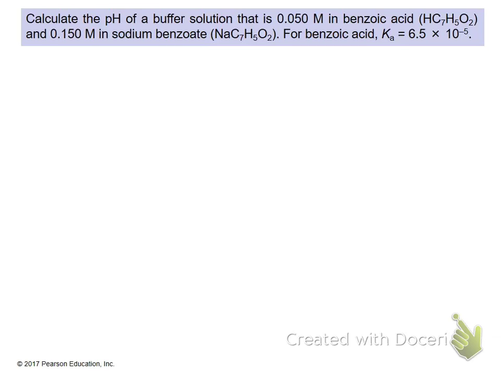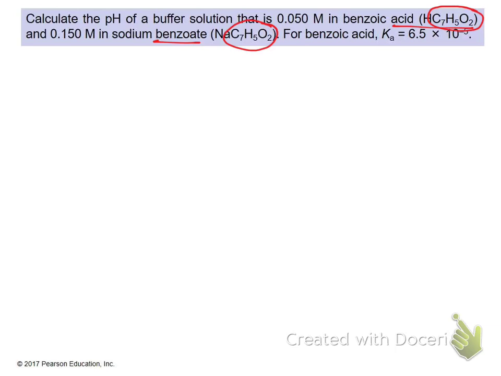Calculate the pH of a buffer solution that is 0.050 molar benzoic acid and 0.150 molar sodium benzoate. You're given the Ka value of the benzoic acid, 6.5 times 10 to the negative 5. So we have here an acid and the salt of the conjugate base. The benzoate here, C7H5O2 minus, is the conjugate base.